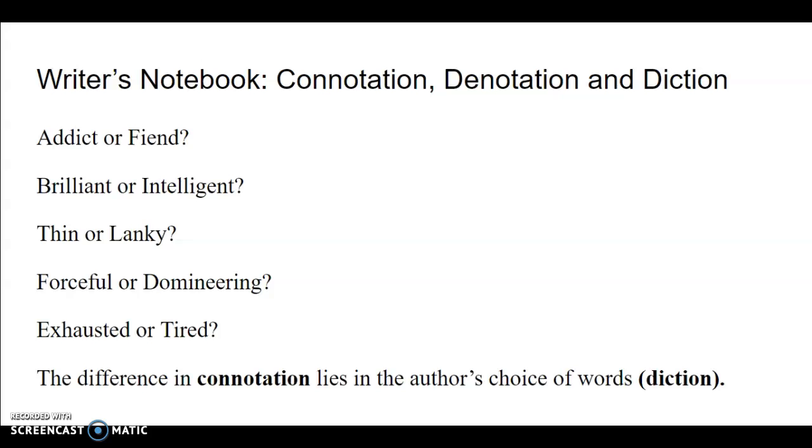Next up, thin or lanky. Thin is the neutral word. Lanky has the connotative emotional weight. It's negative. So somebody who is thin, if you wanted to say it in a negative way, you would say lanky. If you wanted to say it in a positive way, you would probably say lean or slender, perhaps. But they all mean the same thing. But slender and lanky have positive and negative connotation respectively.